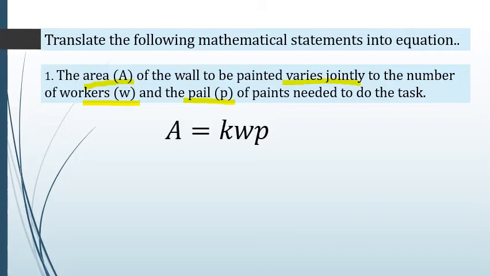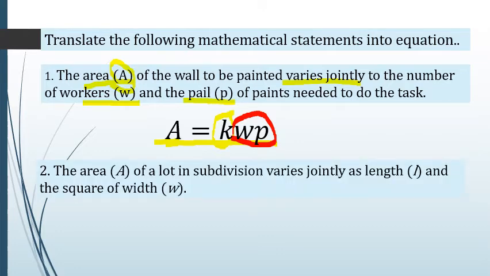Ang gagawin natin ay A equals K W P. Or A equals K times W times P. Ito ngayon ang mathematical statement. Palagi pong nandyan ang K. Yan yung constant. So, nauna, dito makikita nyo, nauna yung A. So, isinulat natin dito. We have the constant, then magkasama yung W at yung P. Kasi ang word na ginamit, ang variation ay varies jointly.